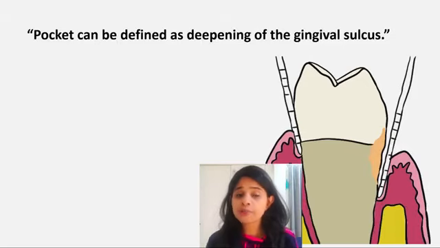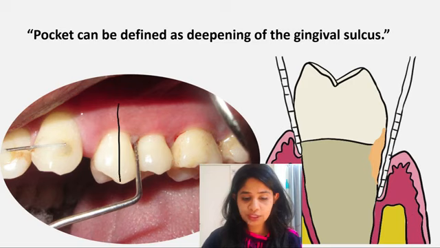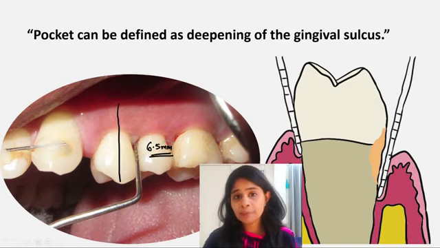So what is a pocket? Pocket is defined as the deepening of the gingival sulcus. Again, let's have a look at this clinical picture. Here we've placed the probe along the long axis of the teeth, and it has corresponded to a marking of about 6.5 mm. Again, because it is more than 3 mm, it is a periodontal pocket.